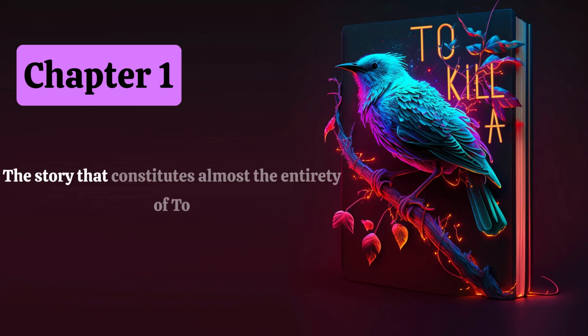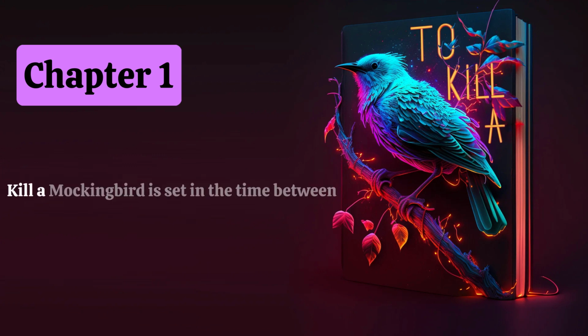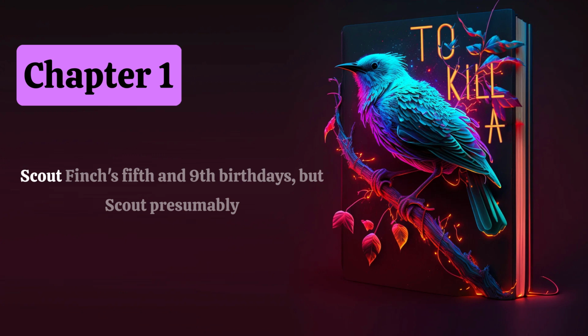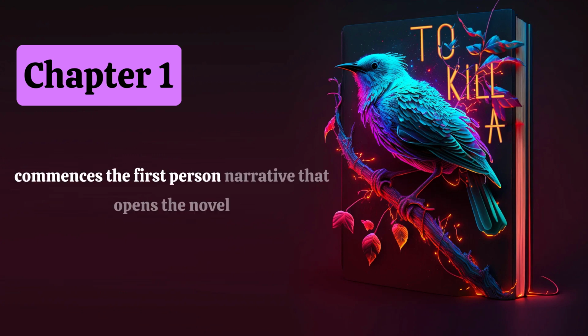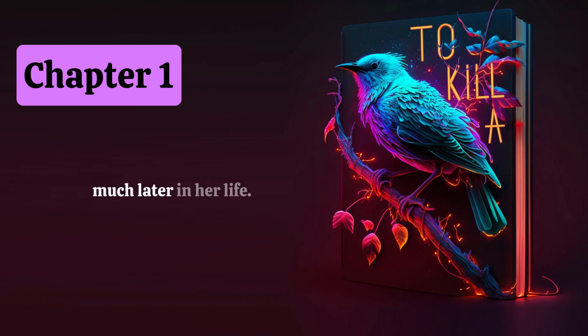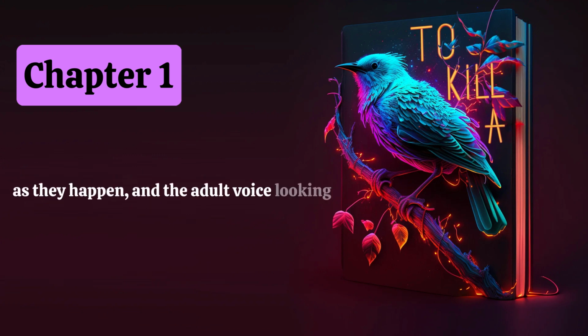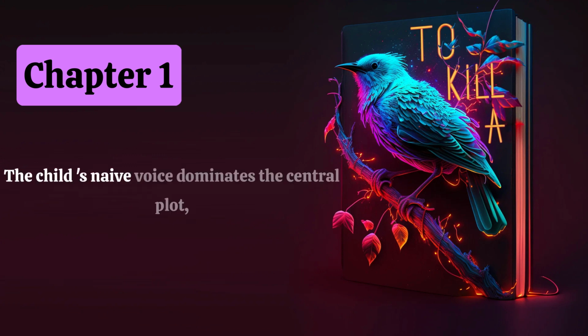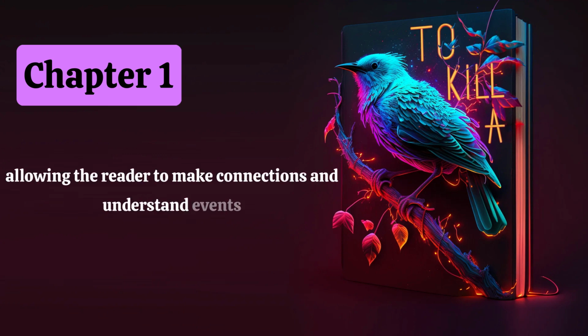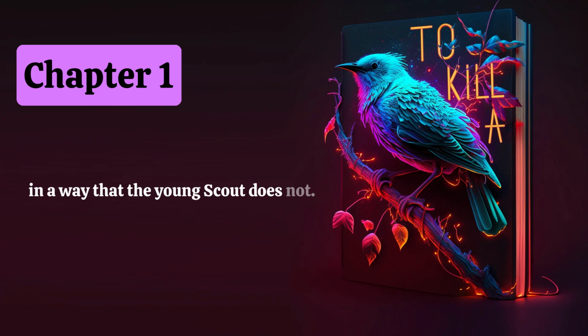The story that constitutes almost the entirety of To Kill a Mockingbird is set in the time between Scout Finch's 5th and 9th birthdays, but Scout presumably commences the first-person narrative that opens the novel much later in her life. As a result, the narrative voice fluctuates between the child's point of view, chronicling the events as they happen, and the adult voice, looking back on her childhood many years later. The child's naive voice dominates the central plot, allowing the reader to make connections and understand events in a way that the young Scout does not.